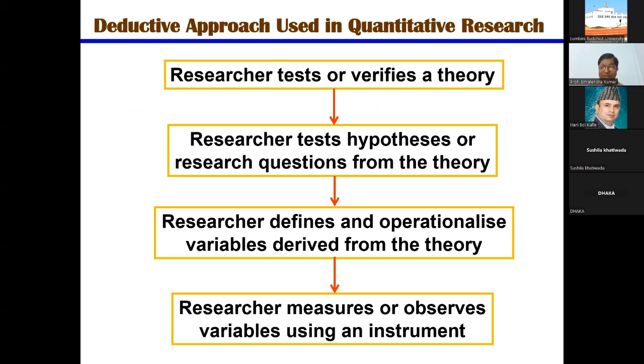So, what is the deductive approach used for hypothesis research? A research scholar tests or verifies a theory. Then again, a research scholar tests hypotheses or research questions from the theory. Then the researcher defines and operationalizes variables derived from the theory. Again, the researcher measures or observes variables using an instrument. So this is how there is a deductive approach for the hypothesis.